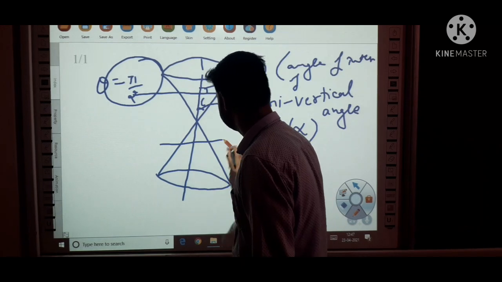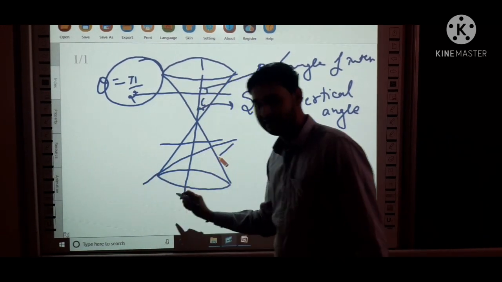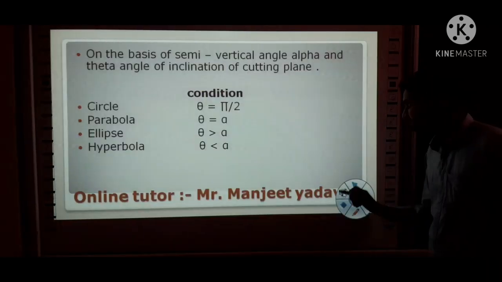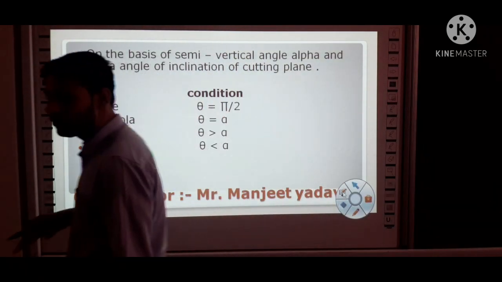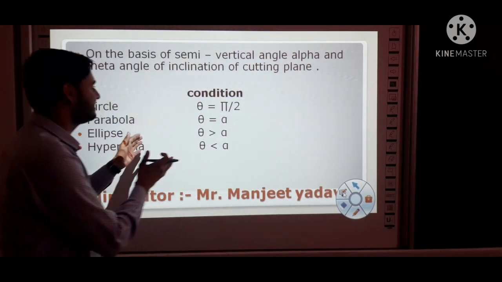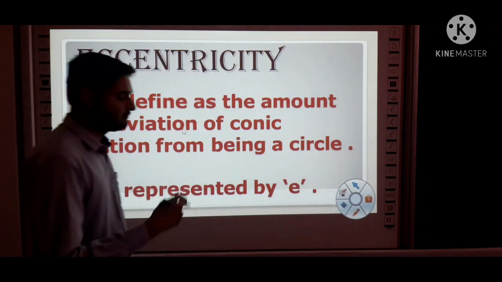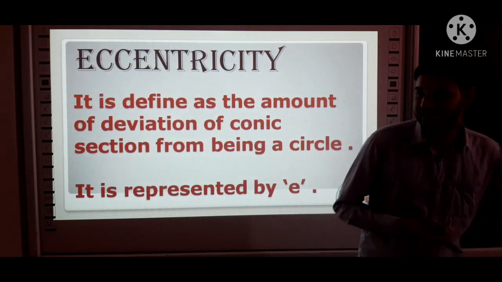So circle, parabola, ellipse, like this we will cut more figures. So on the basis of semi-vertical angle and the angle of inclination, we divide these four conic sections, and on the next screen we will discuss about the topic eccentricity.